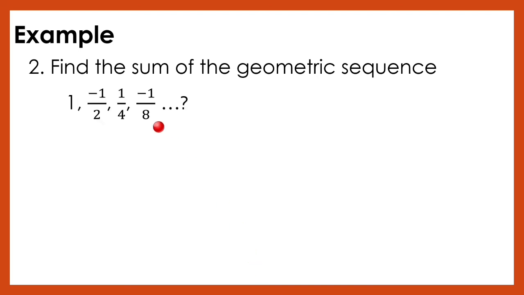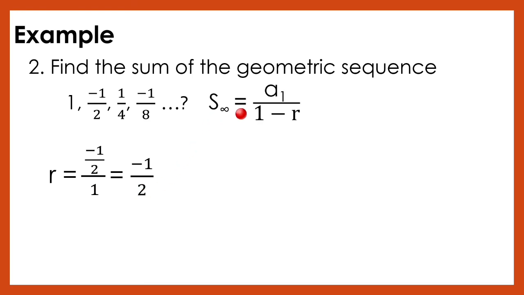Let's have another example. Find the sum of the geometric sequence 1, negative 1 half, 1 fourth, negative 1 eighth, and so on. Let's first find the common ratio. Negative 1 half over 1 is equal to negative 1 half. And then, let's use the formula sum to infinity equals a sub 1 over 1 minus r. Substitute the value of a sub 1 and r. Our a sub 1 is 1 and then our common ratio is negative 1 half.